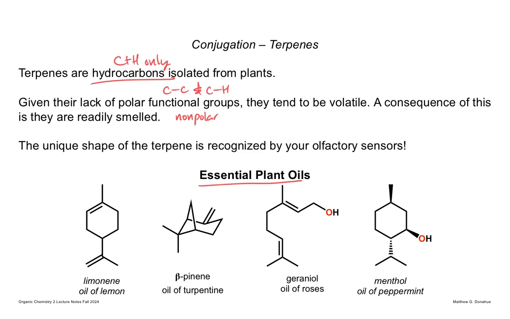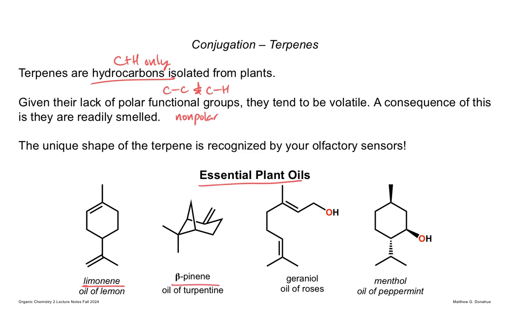And you might have done this last semester. You take a lemon or an orange in your kitchen, you might have this thing with a bunch of holes in it and you scrape it to zest it. When you do that, you can immediately smell either lemon or orange. And this is what you're smelling. So limonene is the oil of lemon.